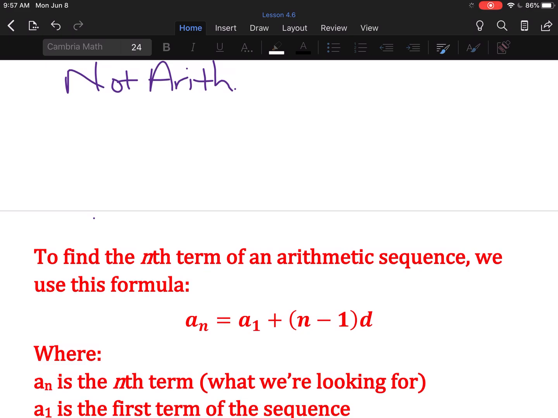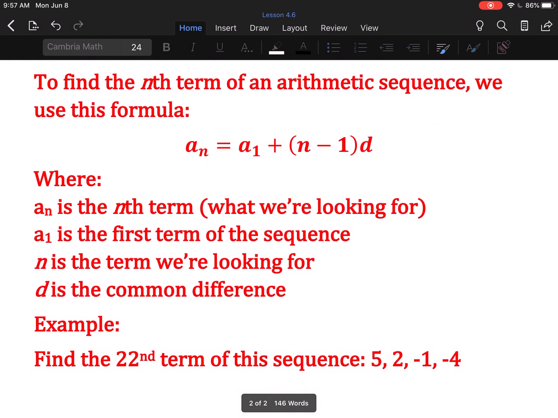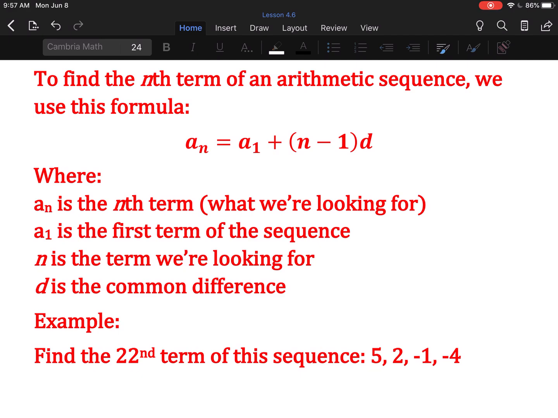Now, you're going to be asked to find weird terms, like the 20th, 25th, 60th terms of a sequence. I do not want you to sit there and work that out by hand the long way. I have a formula for you. So to find the nth term of an arithmetic sequence, we use the formula a sub n equals a sub 1 plus the quantity of n minus 1 times d. Lots of variables in there.